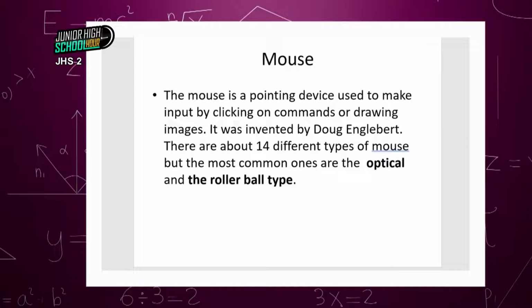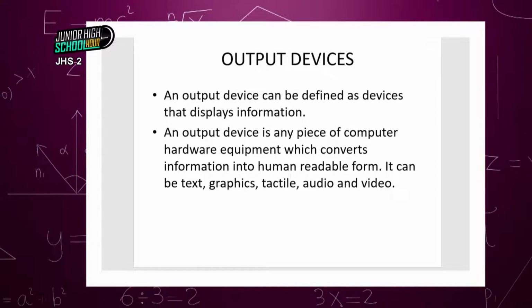Now, with these two main input devices, let's go to an output device. You know what an input device is. Let's put it into two syllables: in and put, which means we are putting something inside. So when we say output, it simply means we are bringing something out. So what are we bringing out? Well, an output device is a device that displays information after the data has gone through the processing cycle.